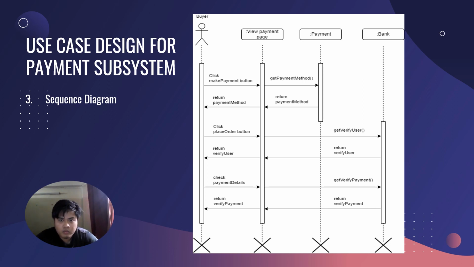Next, the buyer will click the place order button and get verify user from the bank, and after that the bank will return the verify user back to the buyer. And lastly, the buyer will check the payment details and get verify payment from the bank. The bank will return verify payment to the buyer.